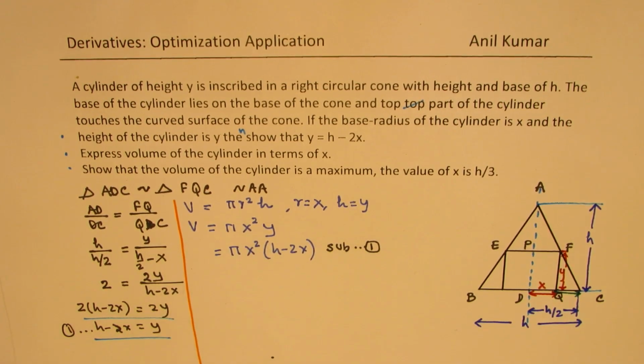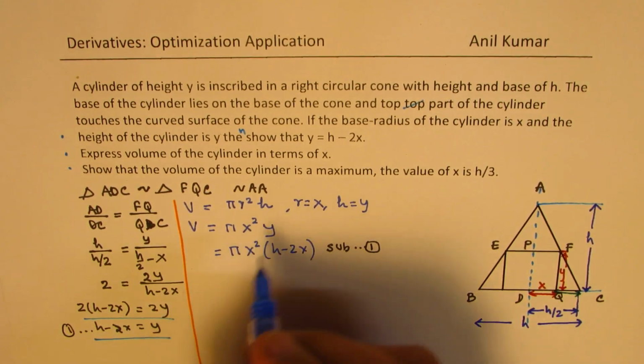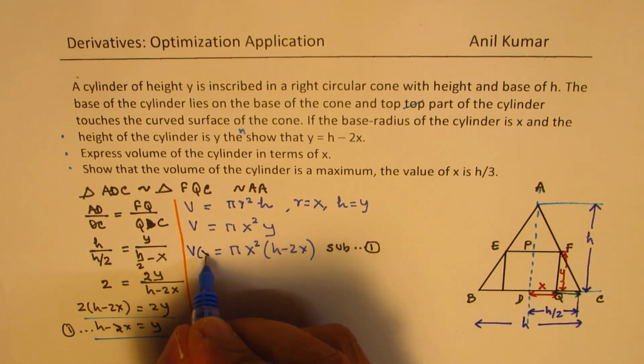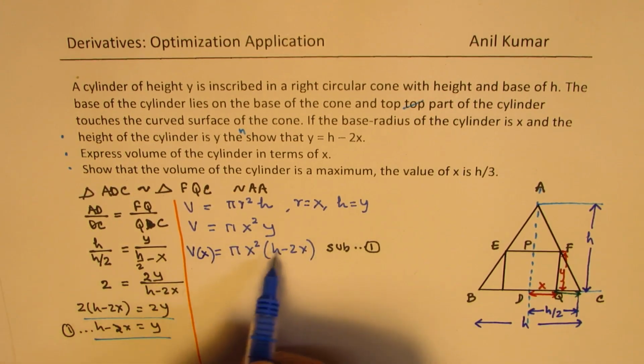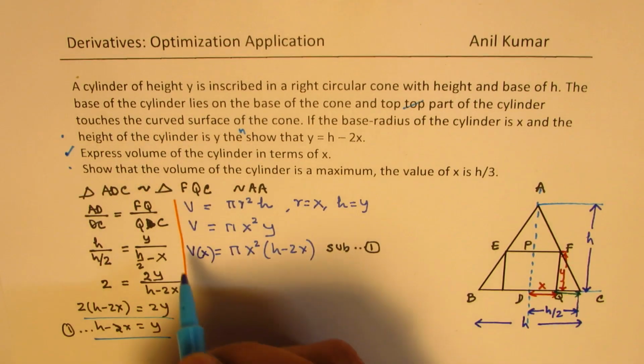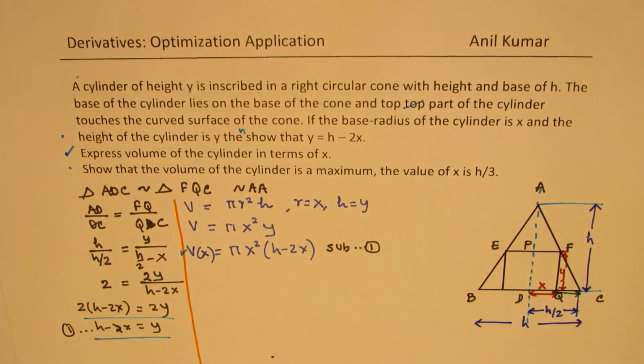Now what you notice here is all the terms are in terms of x. H is a constant, right? So we get volume in terms of x. So that becomes our function in terms of x, right? So that helps us to find the solution of the second one, correct?